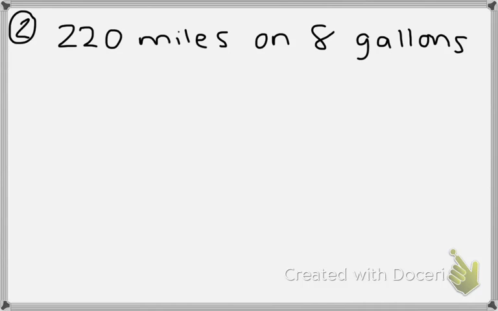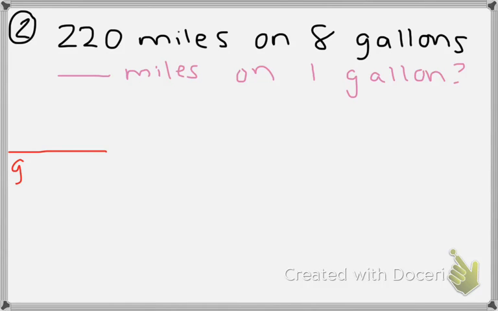Here's the next question. 220 miles on 8 gallons. We want to know how many miles on 1 gallon. Again, we're seeing which one we want 1 of. So we want 1 gallon. When we make our ratio or fraction, we're going to put gallons in the denominator because we want 1 of that, and we'll put miles in the numerator.